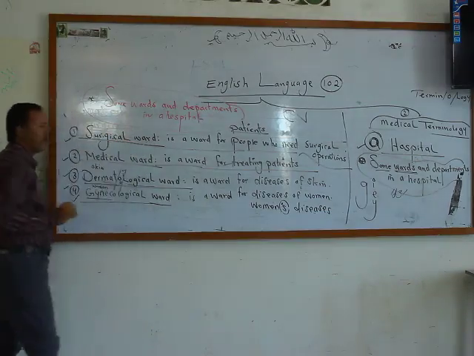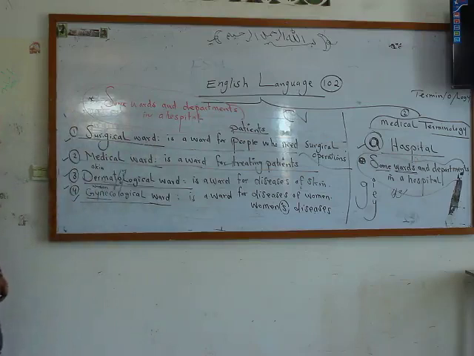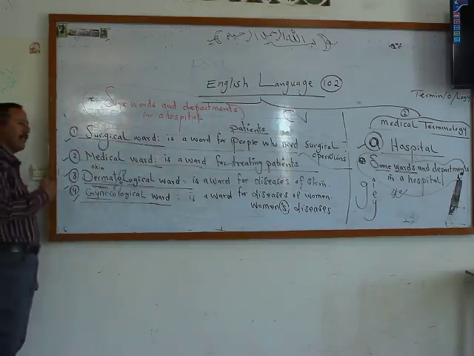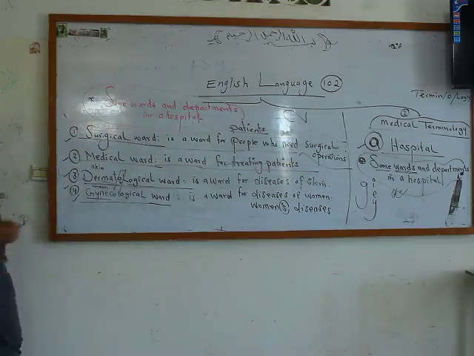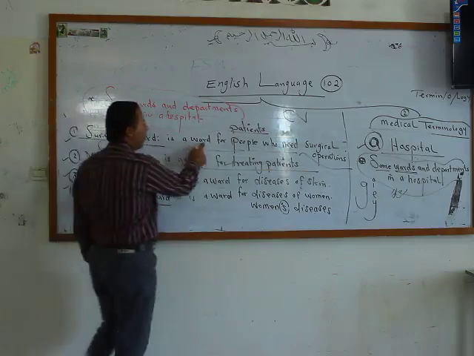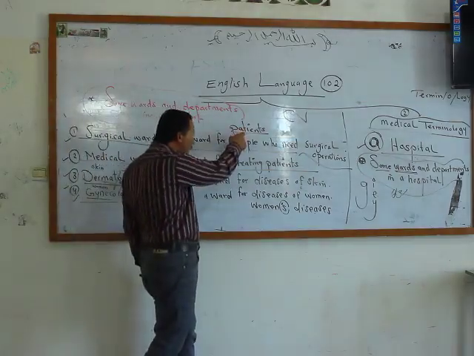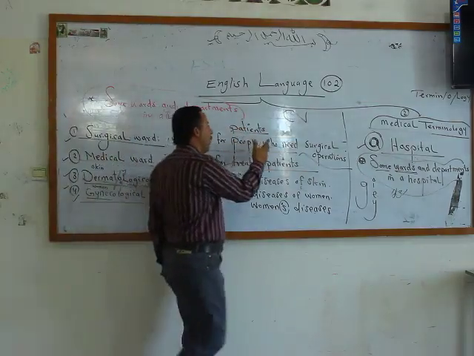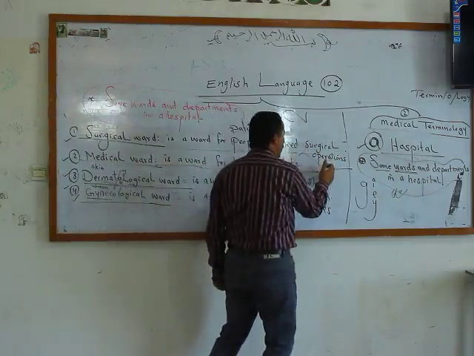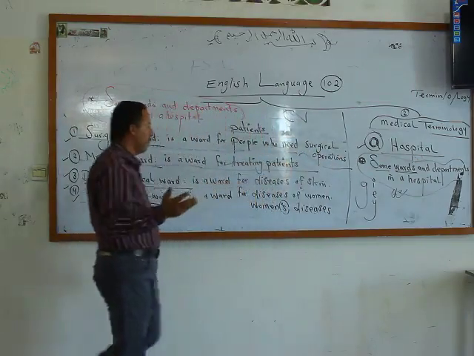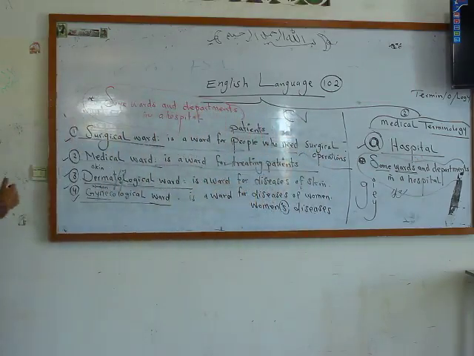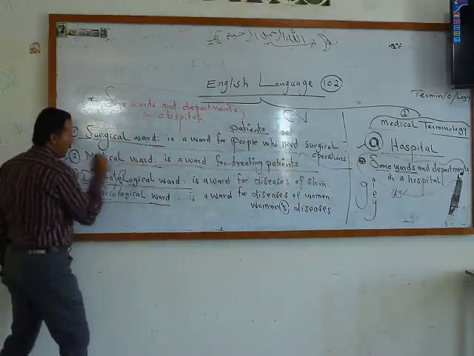Number 1, we're talking about a surgical ward. Surgical comes from the surgeon. Surgeon is a job, a doctor. Surgical is the adjective, surgery is a noun. A surgical ward is a ward for people or patients who need surgical operations. That's number 1. Number 2, a medical ward.